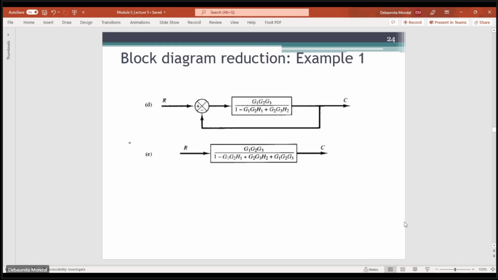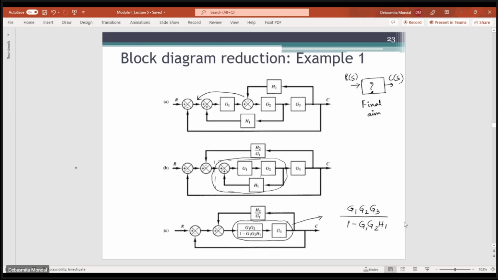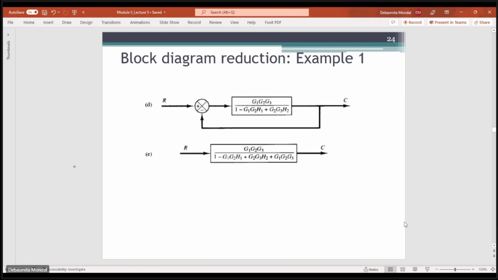And this is the last step, because you see that you have ended up with one single block, the input of which is R and the output is C. So initially you had been given a big, complex interconnection of blocks, and eventually by using different block diagram reduction rules you are able to come up with a representation of that whole system as a single block, and this block gives you the transfer function of the whole system. The input is R and output is C, right?